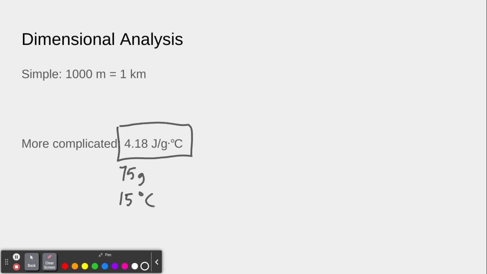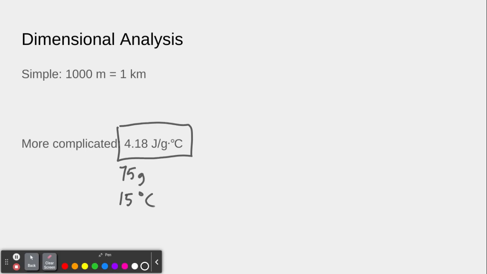Okay, give me a confidence rating. I could definitely do this problem right now. Okay, if you feel confident, go for it. Try it. If you don't feel confident, I'm going to show you how you can use dimensional analysis to solve this without understanding what heat capacity is. Are we ready? Ready for this?